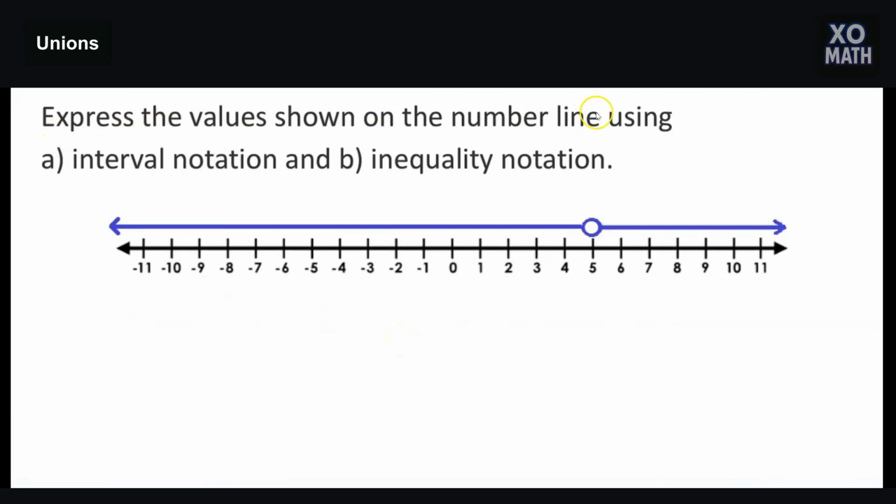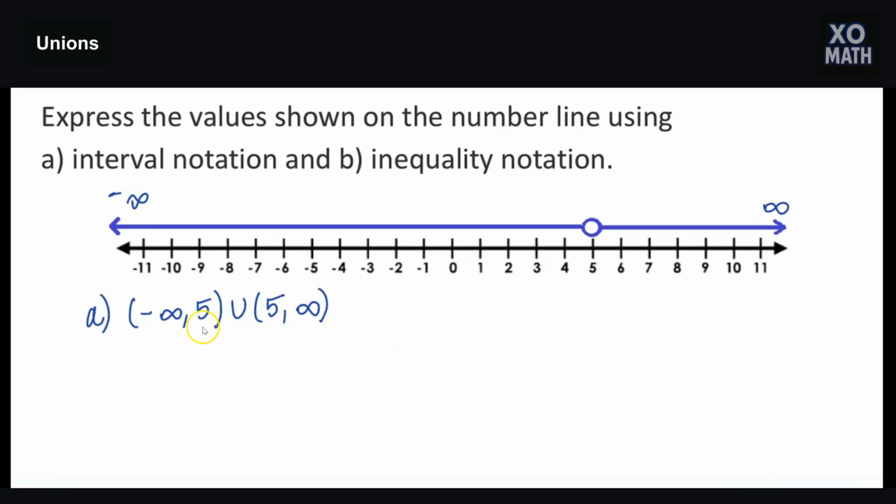Now let's express the values shown on the number line using, again, interval notation and inequality notation. This collection of values, seen here, starts from negative infinity and extends all the way to positive 5, not including 5 because of the open circle, and then including all values greater than 5 all the way to positive infinity. In interval notation, we're going to write this as parentheses, negative infinity, comma 5, open parentheses to not include 5, union, open parentheses 5, comma, positive infinity, open parentheses.